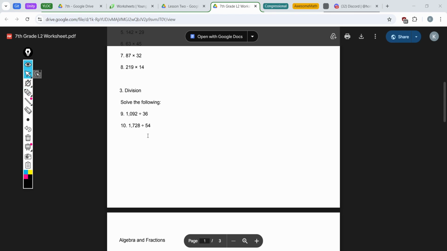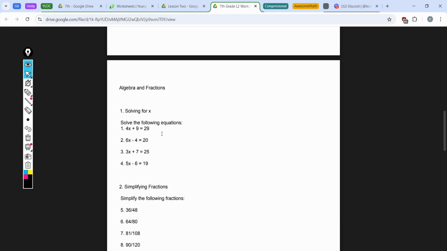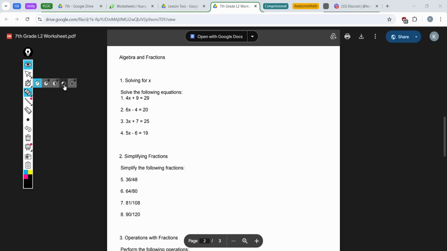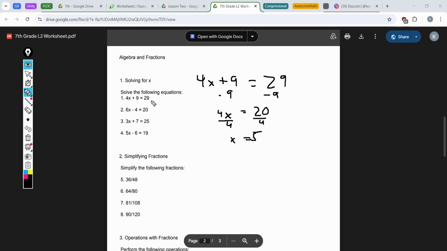For our next section, we have algebra and fractions. So for this first section, we'll be solving for x. On this first question, we have 4x plus 9 equals 29. And so our objective when we solve for x is to isolate the x. So first we will subtract 9 from both sides. So minus 9 minus 9 gives us 4x equals 20, because 29 minus 9 is 20, and this cancels out. Then we'll divide by 4 on both sides, which gives us x equals 5. So our answer is x equals 5.